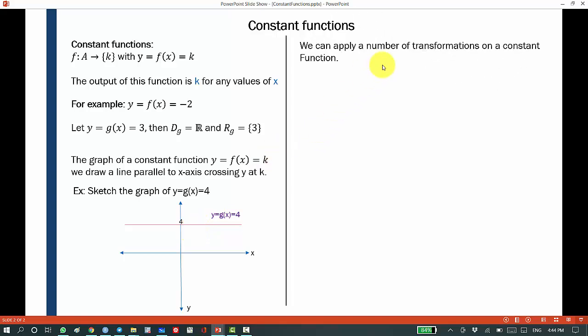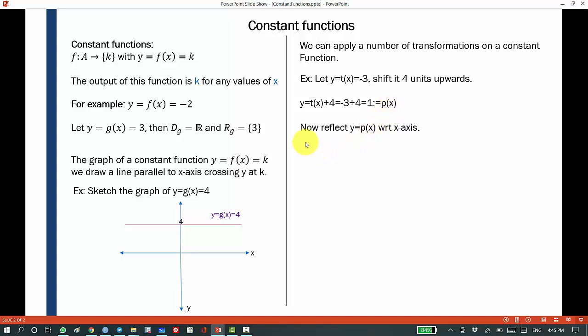We can apply a number of transformations to a constant function. For example, consider y = t(x) = -3 and shift it 4 units upwards. That is y = t(x) + 4. We know this is -3 + 4 = 1. Let's name this p(x). Now, we can reflect p(x) with respect to the x-axis. In other words, we multiply y = p(x) by -1. Hence, y = -p(x), which is equal to -1, is the x reflection of y = p(x), which we name n(x).